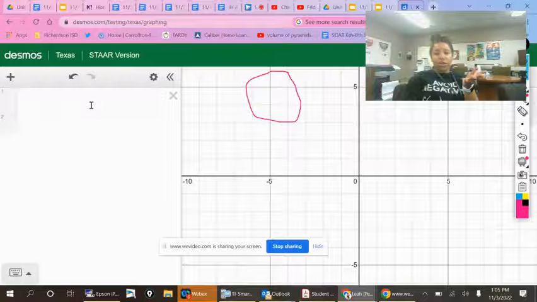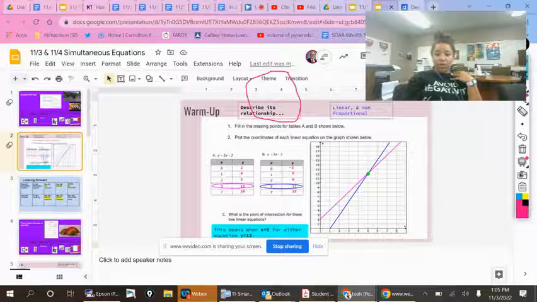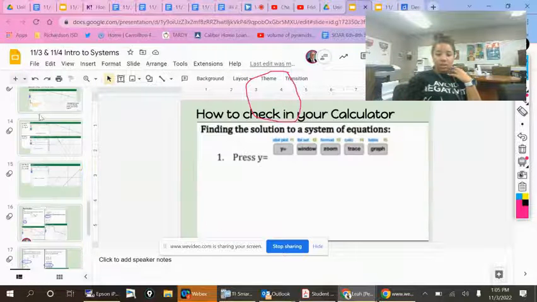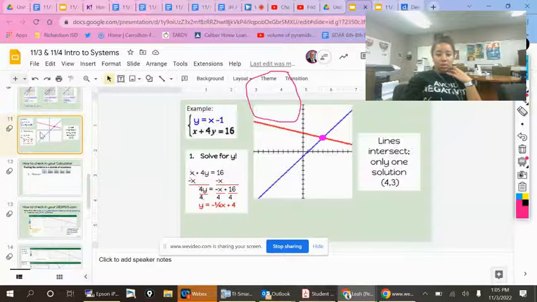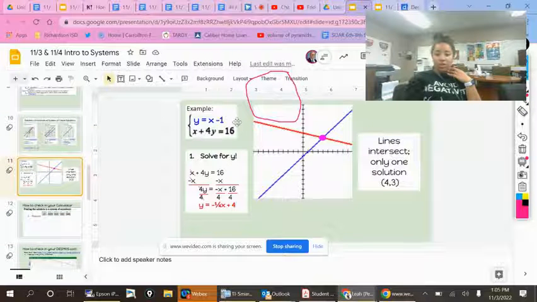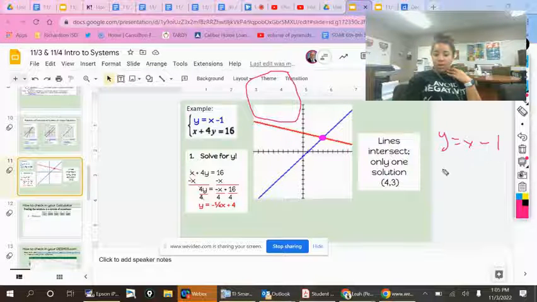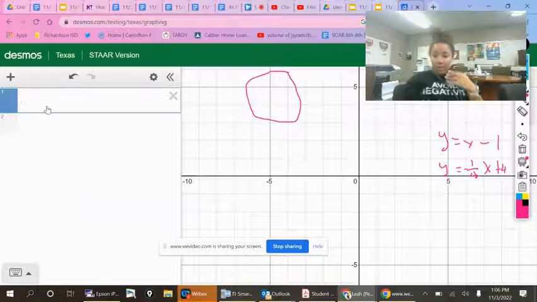So this is a STAR version, and you can only put things in y equals here. So our two equations were, that's the wrong lesson, with these two, and I'll write these to the side. y equals x minus 1, and then y equals negative 1/4 x plus 4. I can read it. I'm going to go to Desmos, and then you can type these in.